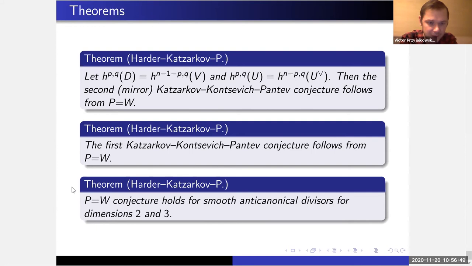for this smooth divisor the P equals W conjecture holds for those Landau-Ginzburg models which are log Calabi-Yau compactifications of toric Landau-Ginzburg models. So we can't say anything about all Landau-Ginzburg models because we don't know all of them, but for these constructed ones this theorem holds.